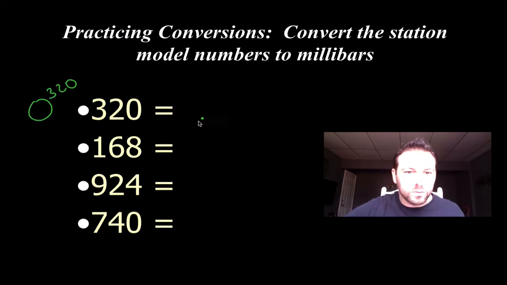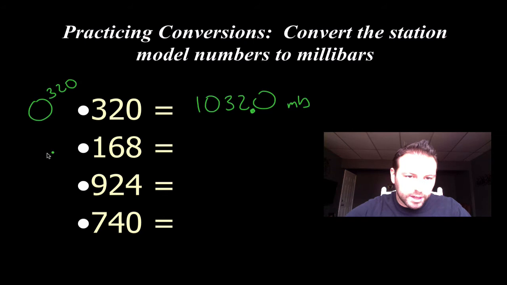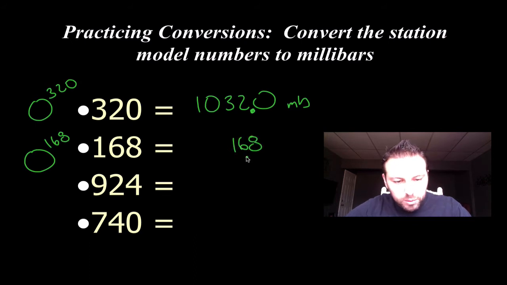320, and I'll do this first one with you. Remember, if it's below 500, we add a 10 in front. We have our 320, and the decimal place goes here. And that's in millibars. We'll do one more together. We have 168. Remember, we add the 10 in front.